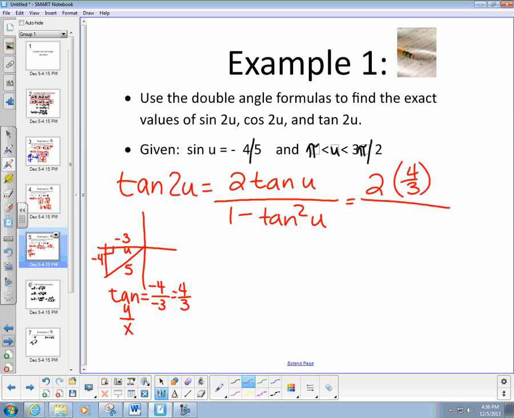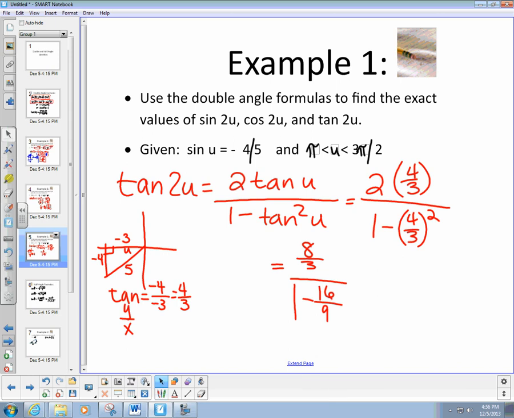So on the top I've got 2 times 4/3 over 1 minus 4/3 squared. 2 times 4/3 is 8/3. And then I've got 1 minus 16/9 on the bottom. We're going to get a common denominator, so I'm going to make this 1/1, and then my common denominator is 9. So 9 minus 16 is going to give us 8/3 over negative 7/9.